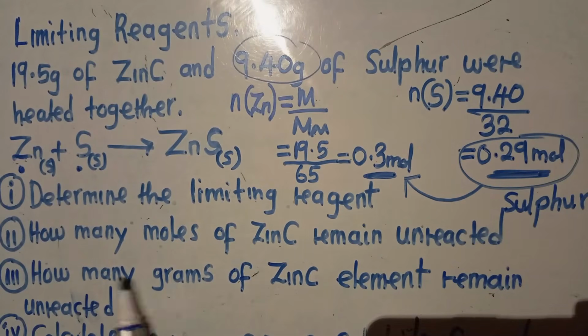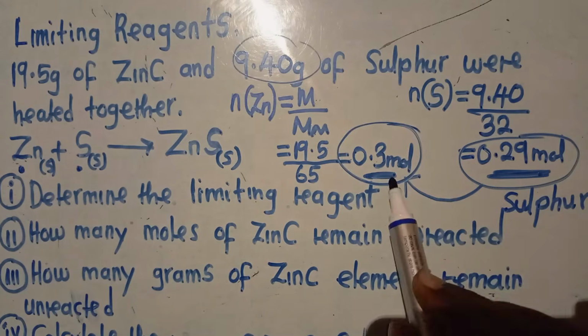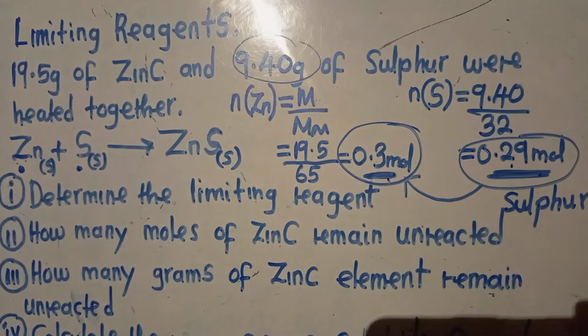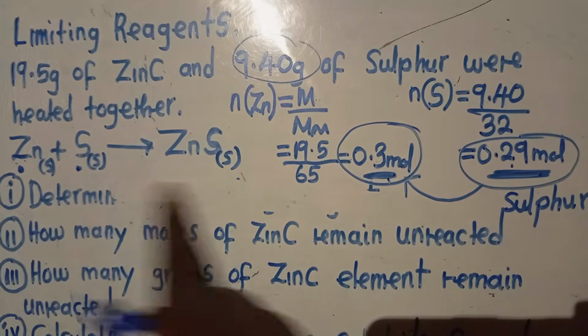Then the next question is saying, how many moles of zinc remain unreacted? For the one which is in excess, you say this one minus that one. This is what we get to do. So we've answered the first question.